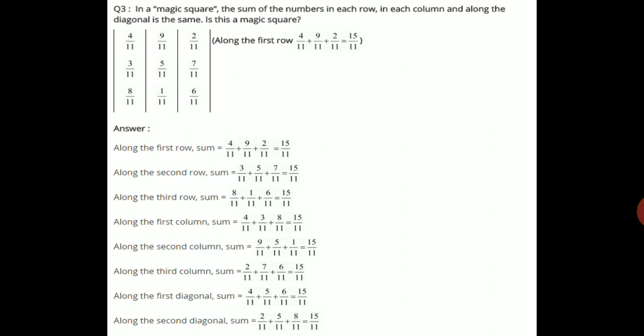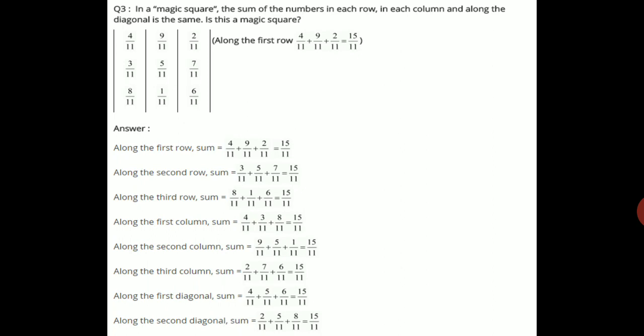Now along the third row, the sum, you can see the third row first, 8 by 11, next number is 1 by 11, next number is 6 by 11. So 8 plus 1, 9, 9 plus 6, 15, 15 by 11 is the answer. Now we will go for column addition.